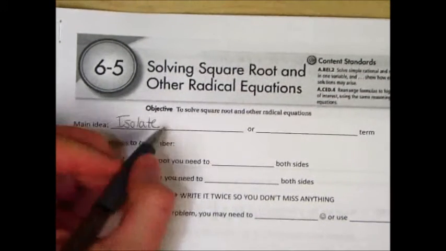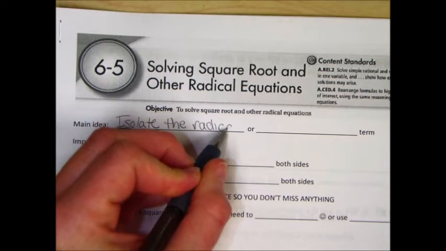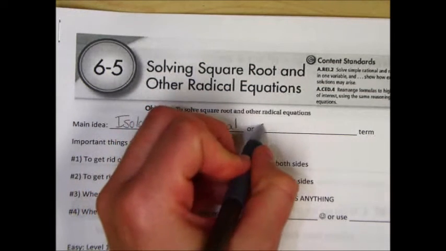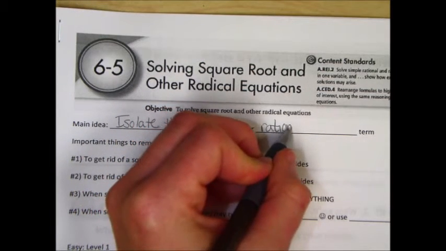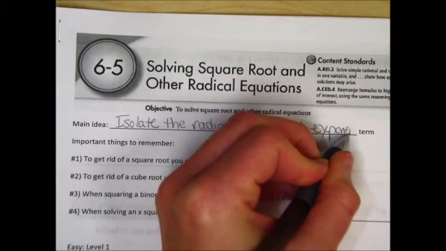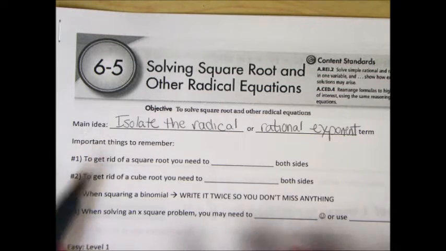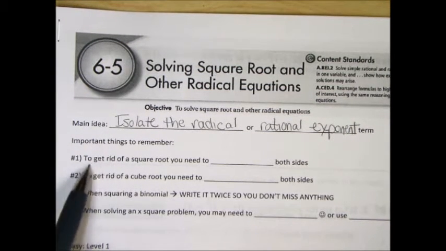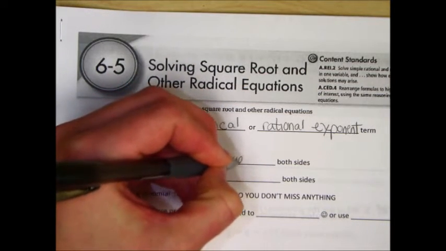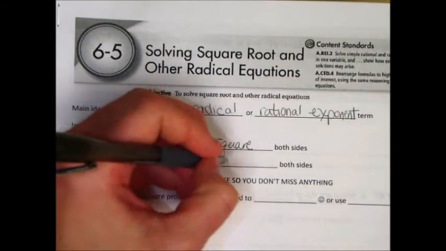the radical or the rational exponent term. The first thing I want you to remember is that in order to get rid of a square root, you would need to square both sides. It's the opposite. In order to get rid of a cube root, you would need to cube both sides.